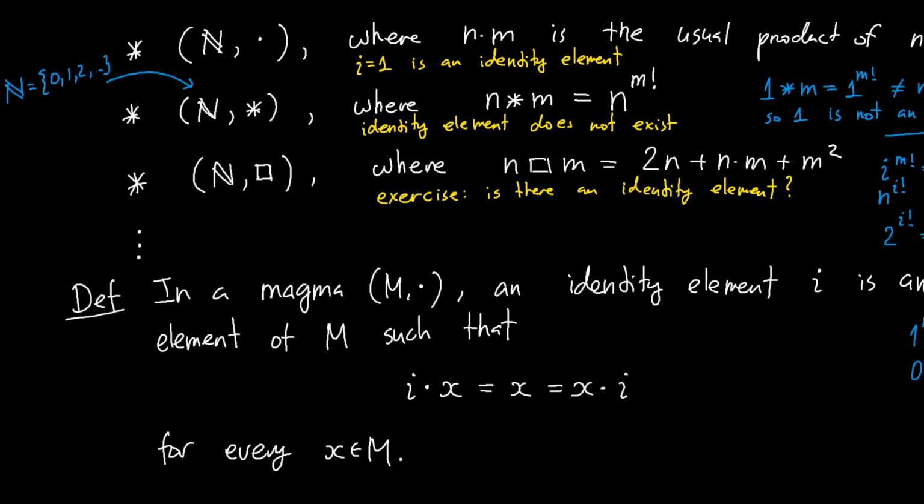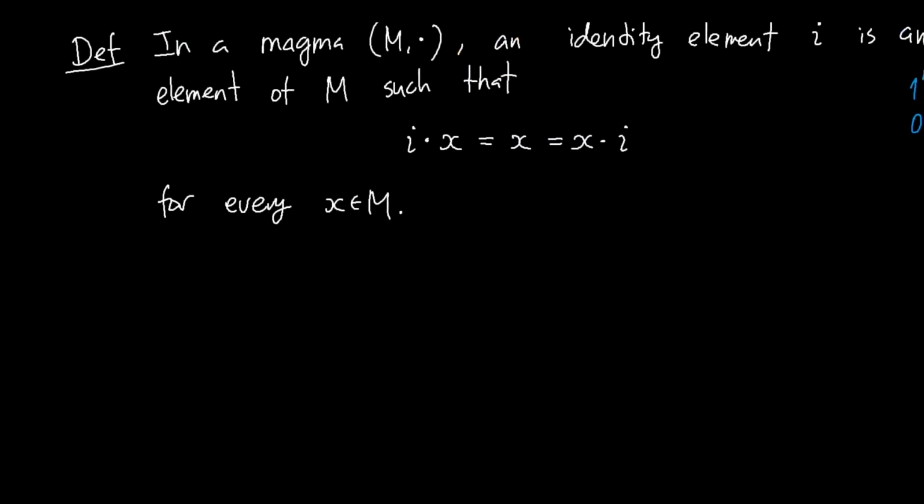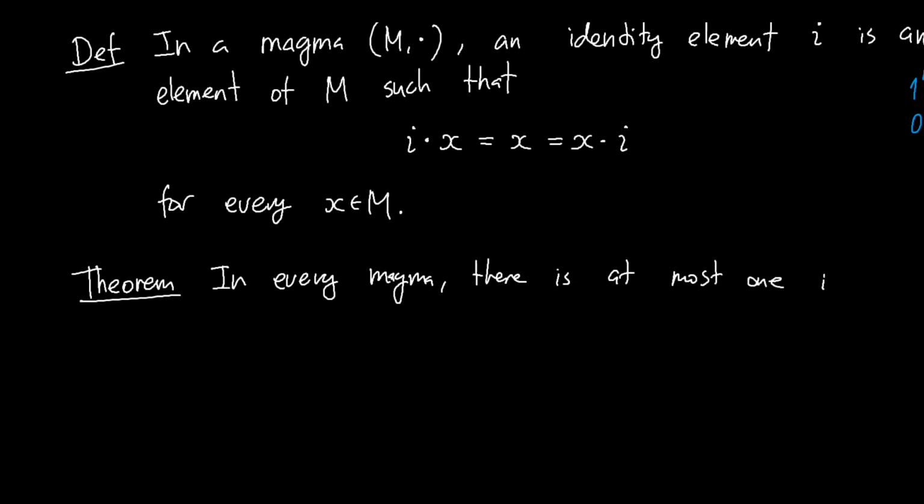Now, we saw that sometimes it exists and sometimes doesn't, but when it does exist, we might wonder whether there is only one or whether there are more than one identity elements. If we go back to the natural numbers with multiplication, I think you will agree with me that certainly there is only one identity element. There's no other number that has the feature that multiplying with anything else gives us back that thing, right? But what about in general? In fact, this will be our first theorem about general magmas, where we're going to claim that in every magma, there is at most one identity element.